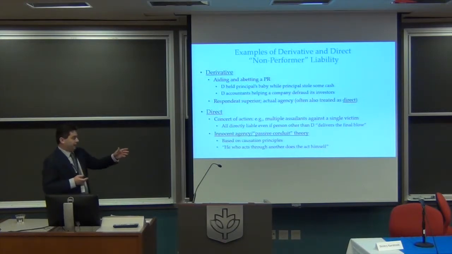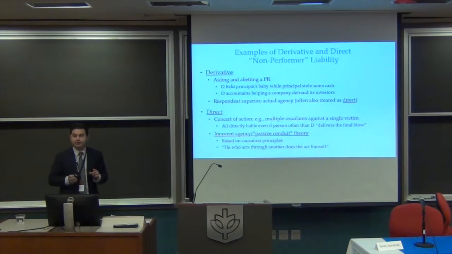And the justification is the translation of this Latin phrase, he who acts through another does the act himself. That's been used to justify actual agency, but also innocent agency. So there are two different forms of agency. And I'll give you one example.